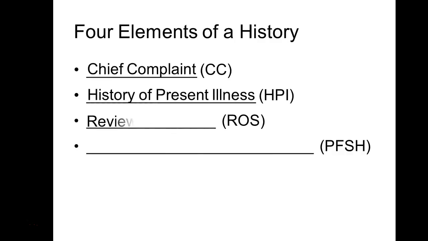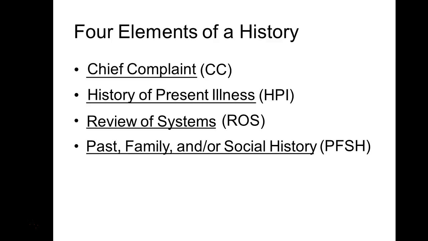Now, when it comes to a history, and again, all of this information is also in your green guidelines. We have 4 main elements. We have the chief complaint. The chief complaint is why the patient is there. What was the reason that brought them there? What are they complaining of? They're complaining of a cough. They're complaining of pain. They're complaining of tiredness, whatever it might be.